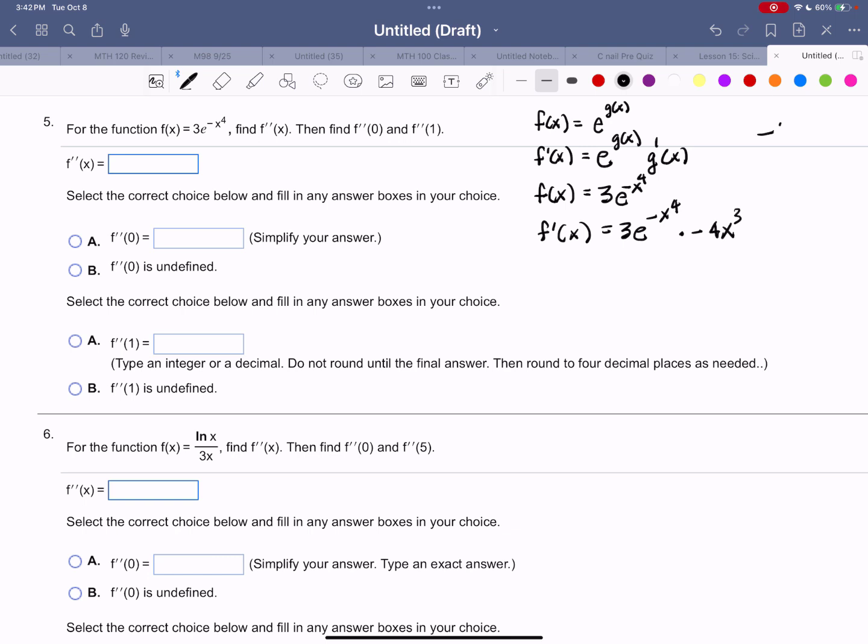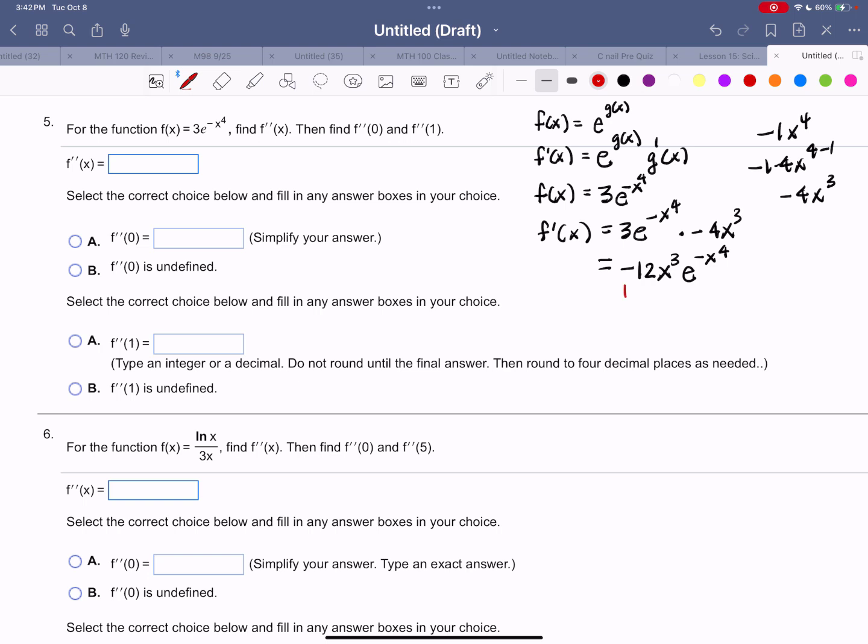So we got -1x to the 4th. That's going to be -1 times 4, x to the 4 minus 1. So it's -4x to the 3rd. Now I'm going to clean it up a little bit so it'll make the next derivative easier. Okay, so 3 times -4 is -12. X cubed, I'm going to put that one first, e to the negative x to the 4th.